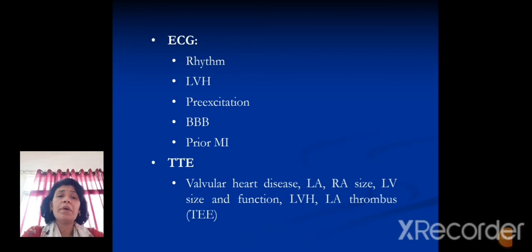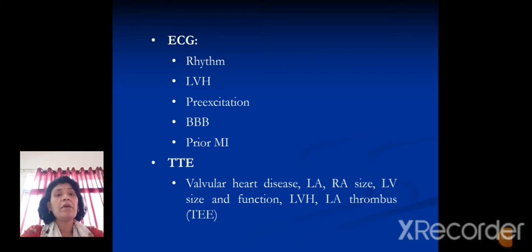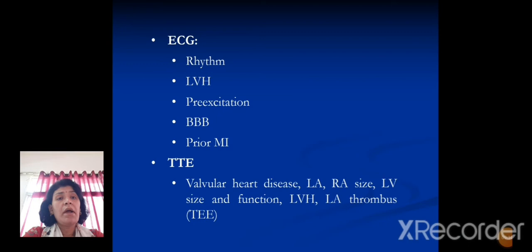ECG will show irregular rhythm. There can be LVH if hypertensive disease or other structural heart disease is present. There can be features of pre-excitation if the AF is because of WPW syndrome or other conduction abnormalities. Bundle branch block can be there, or there can be evidence of prior MI, which can be the basic cause of this atrial fibrillation. And after ECG, we can go for transthoracic echocardiography.